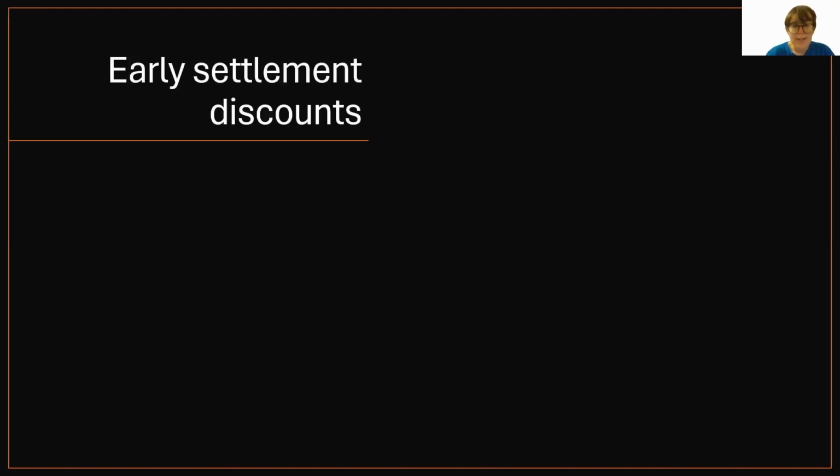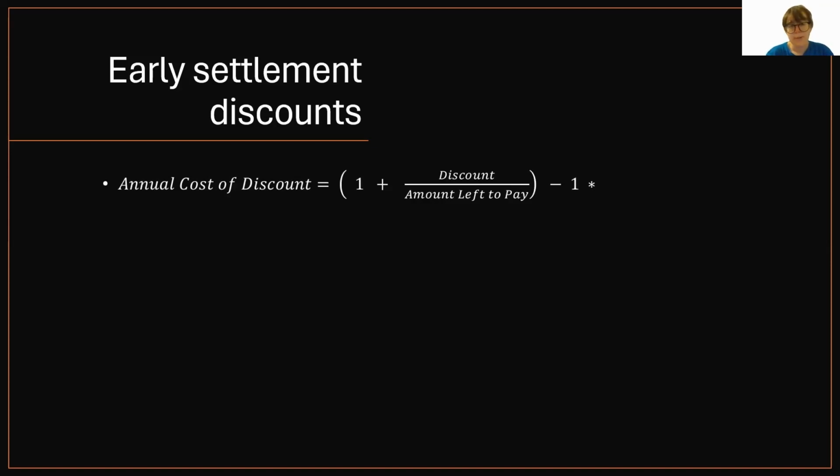Early settlement discounts is also something else that can be explored. And in order to calculate this, we would do our annual cost of discount as being 1 plus our discount over the amount left to pay, minus 1, multiplied by the number of periods.